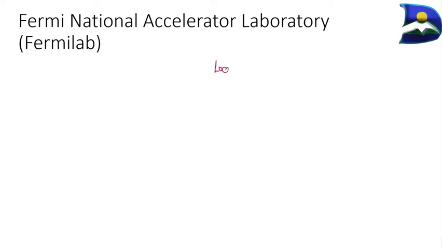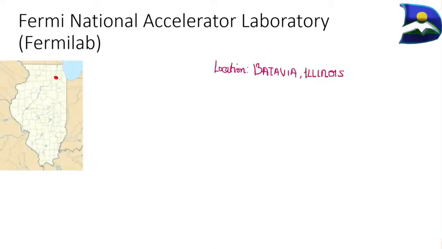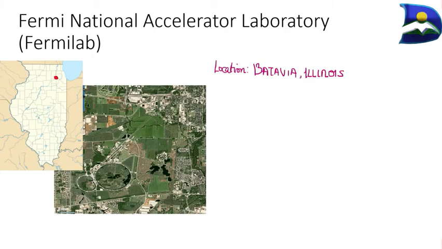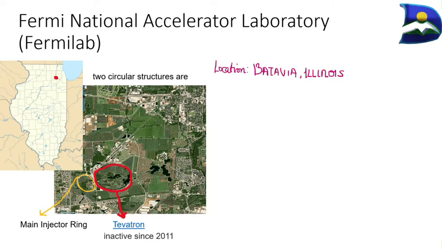the Fermilab. This is located in Batavia, Illinois, in the United States. And if you look closely at the GPS map, we see two circles, where one circle is called the main injector ring, and the other big circle is called the Cyclotron, and this is currently inactive since 2011. And this combination accelerates antiprotons that are energized to roughly 400 to a maximum of 500 giga electron volts, which is really massive.